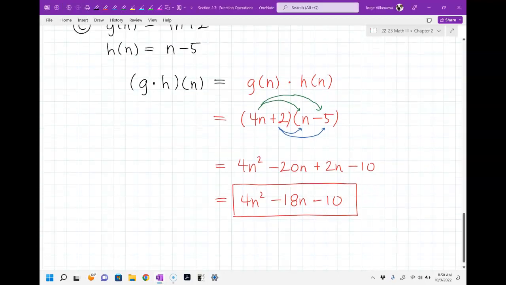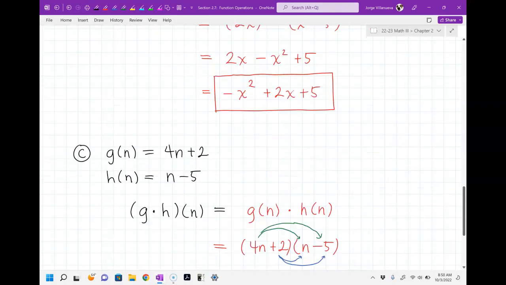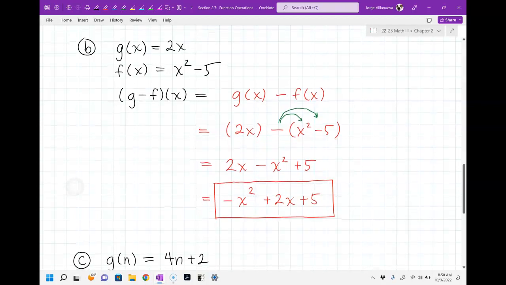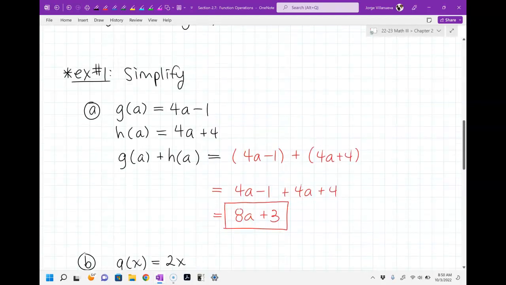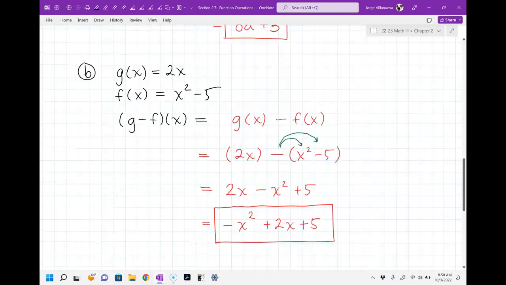So again, this was multiplication. Okay, just multiply things together. This was our subtraction. Right, g minus f of x is subtraction. And for part A, they didn't give us the special way to write it. But if they did, it would have said g plus h of a, right? G plus h of a would have become g of a plus h of a. But like I said, sometimes they're going to give it to you in the special notation. Sometimes they're not. They're just going to say add them, okay?